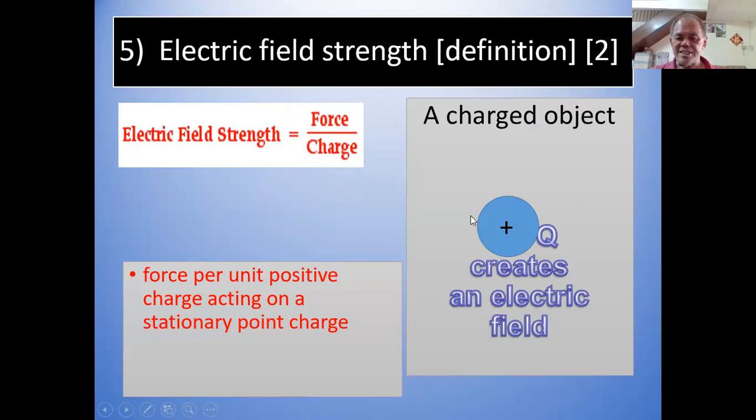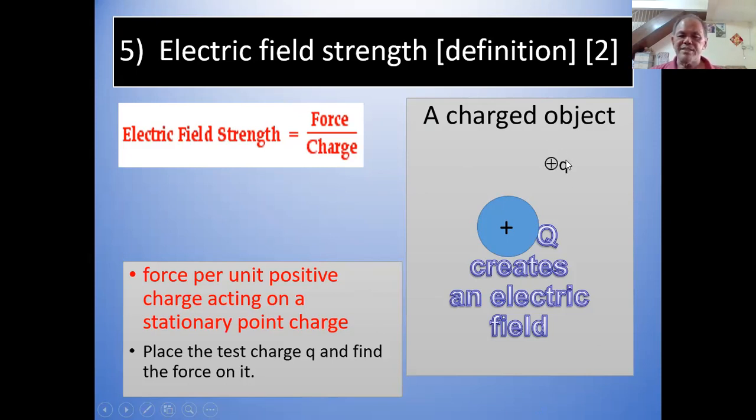So we imagine this is a charge. It creates a field around it. We want to find how strong the field is. We just put a test charge there. That is your test charge, Q. A charge we place there is called a test charge. And then we find the force on this test charge. So the force is in that direction. That's the force, a repulsive force. Measure that force. Measure the charge. That's how we calculate F divided by Q.